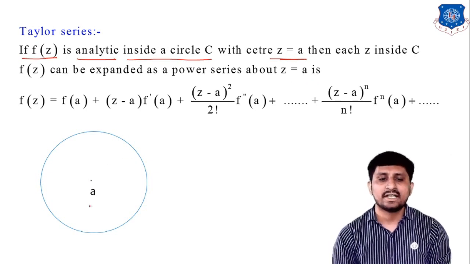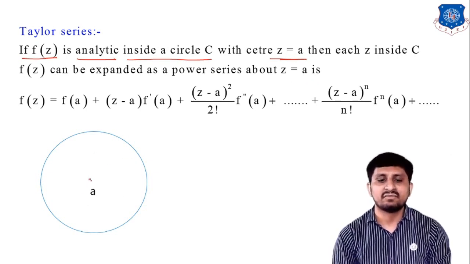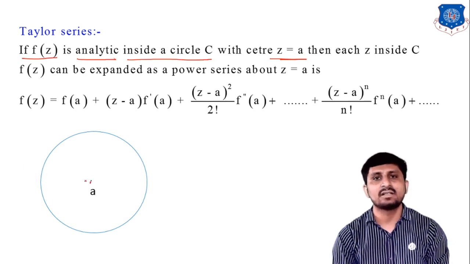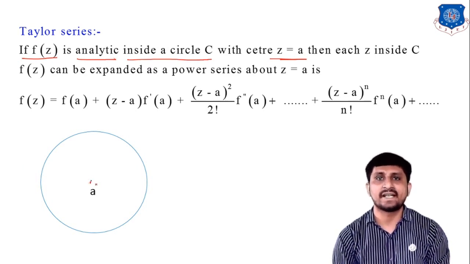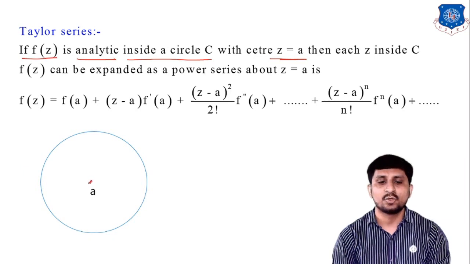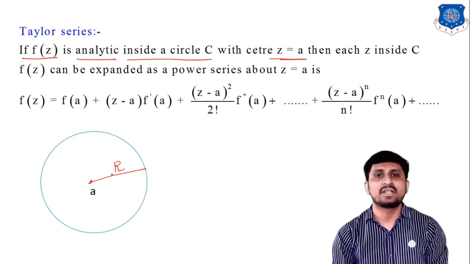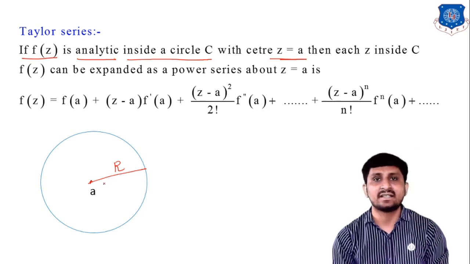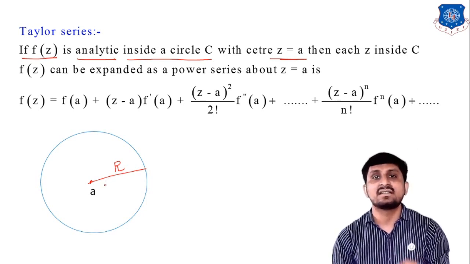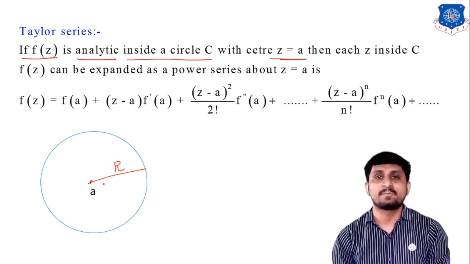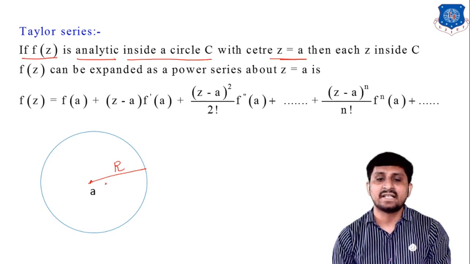Here you can see the circle is given with the center a. The given function f of z is convergent only inside this circular disc. Suppose this is my radius, call it r. Inside this circular disc f of z is analytic, so you can express f of z as a Taylor series.